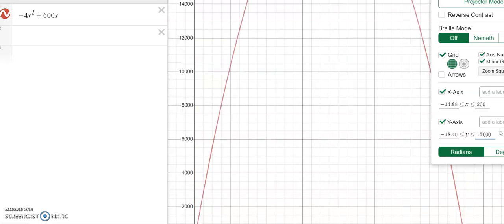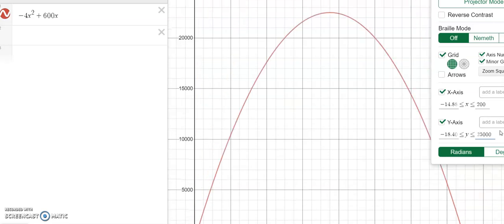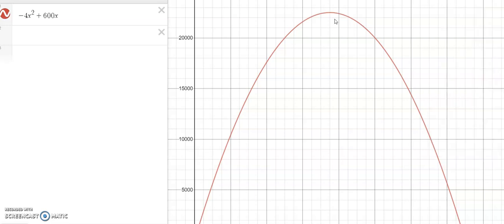15,000. Still not big enough. Let's try 25. So just play around with it. 25,000 for this one worked. Okay, so you're just going to play around with it until you find values that fit.